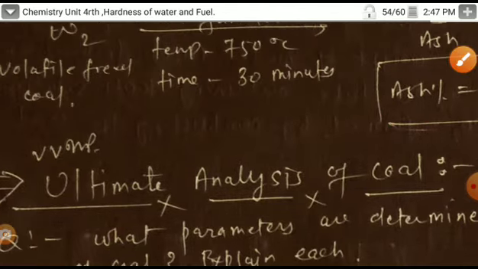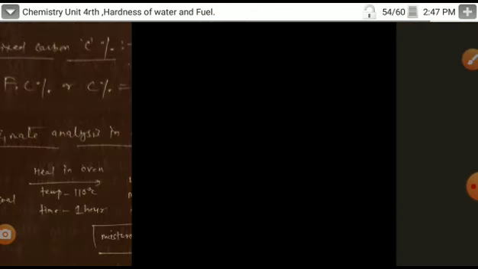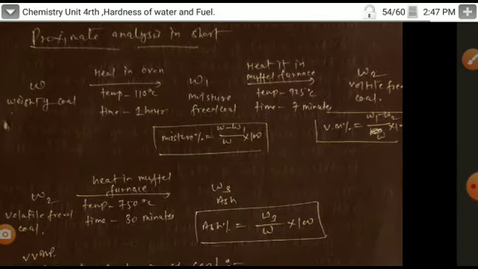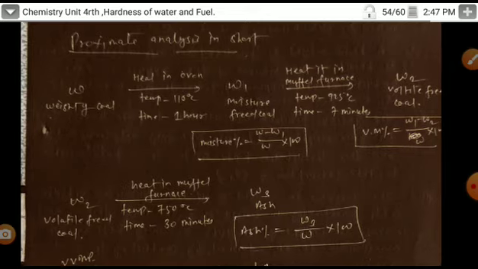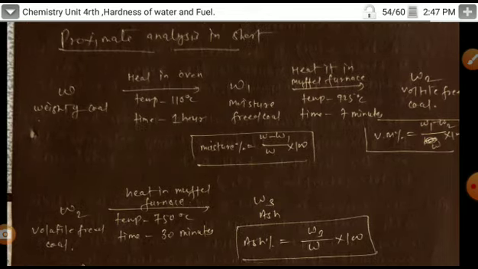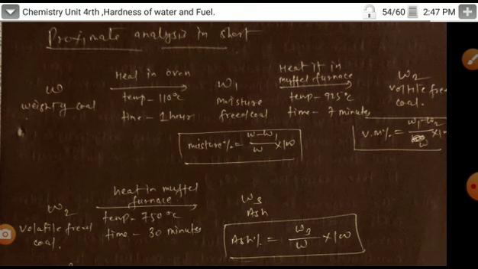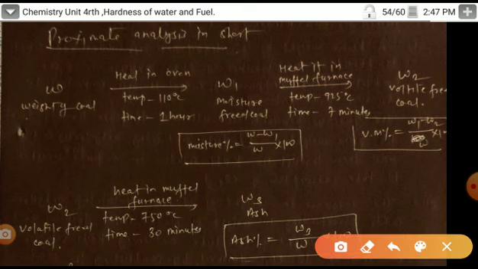So this is the short trick to understand the proximate analysis of the coal. By this diagram, you have to learn about the proximate analysis of the coal simply. The first thing is to determine the moisture percentage. The second component is the volatile percentage value, the third one is the ash percentage value, and the last one is the fixed carbon percentage.